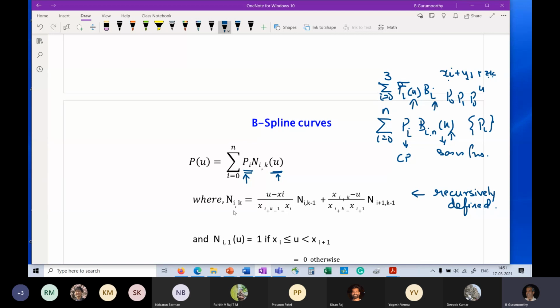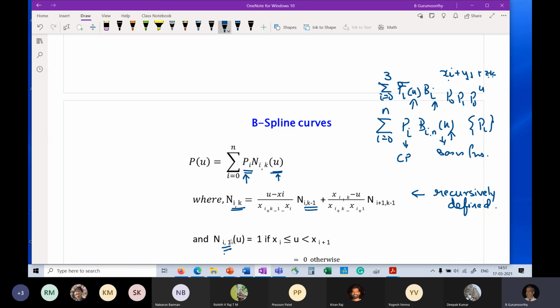Meaning N_{i,k}, which is the function of interest to me, happens to be defined in terms of functions N_{i,k-1}. So it is not a single evaluation. I have to do a series of evaluations to come up to the basis functions that I need. That's one difference. The other interesting difference, of course, is that the terminating basis function, N_{i,1}, I can't have anything below that.